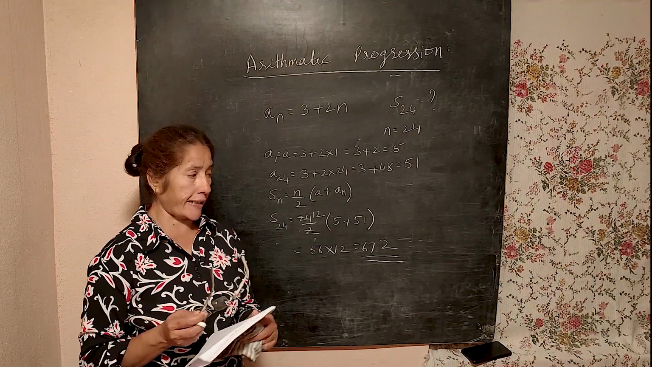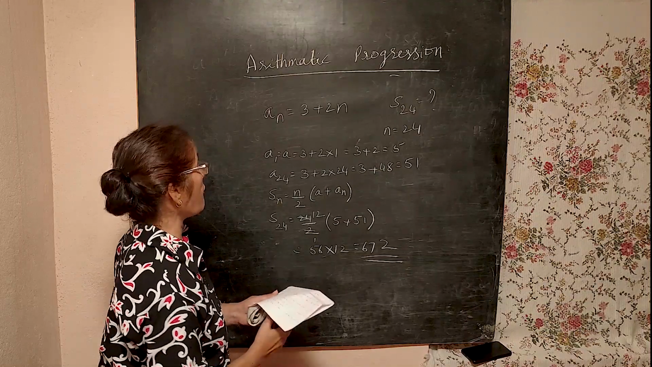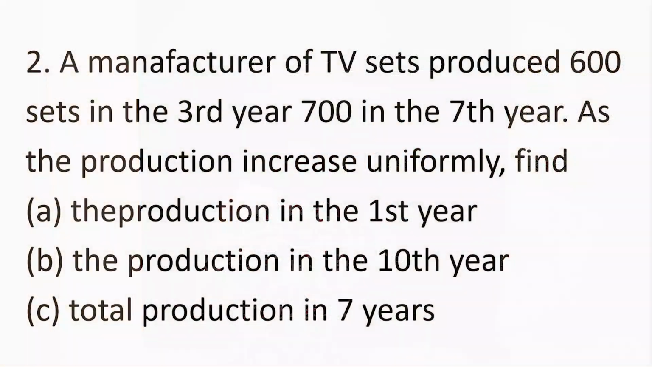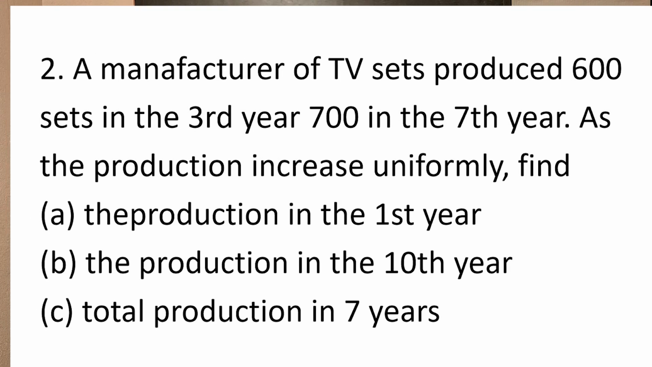Let me read the second question. Listen properly, after that we'll solve it. A manufacturer of TV sets produced 600 sets in the third year and 700 sets in the seventh year, assuming that the production increases uniformly. Find the production in the first year, the production in the 10th year, and the total production in 7 years. Let me read again, and as I read, we'll write down what is given.